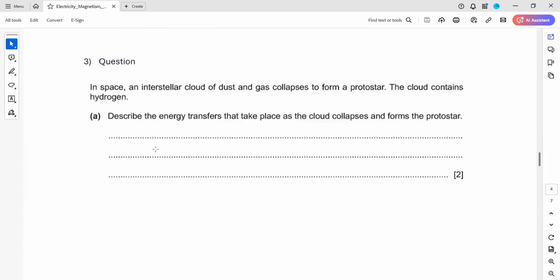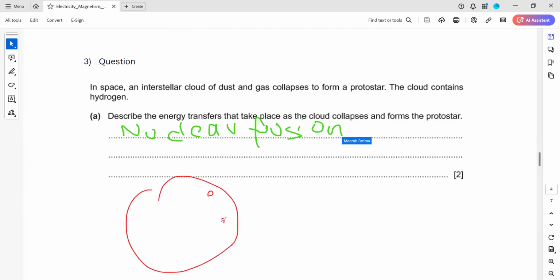Question 3. In space, an interstellar cloud of dust and gas collapsed to form a protostar. The cloud contained hydrogen. Describe the energy transfer that takes place as the cloud collapsed to form a protostar. What is the energy transfer? The cloud is collapsing: first it has a large size, then it reduces its size.